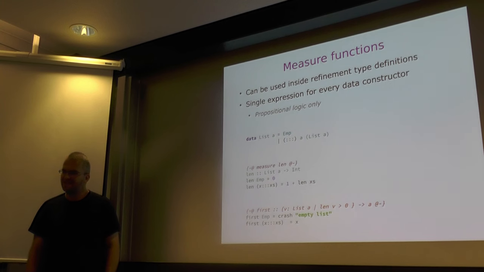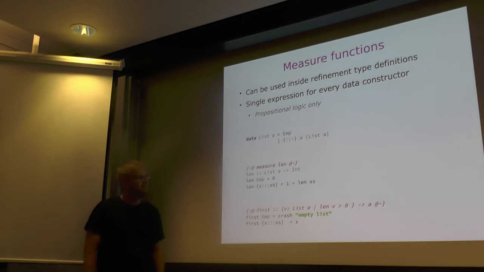But then I would ask the question first. The list which is just ones, so it's one consed to ones, yeah. Is that list part of that refinement type or not? Of the list of A with len D larger than zero. Is this a non-empty list with this definition or not?